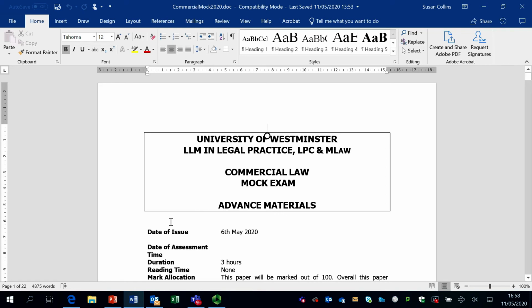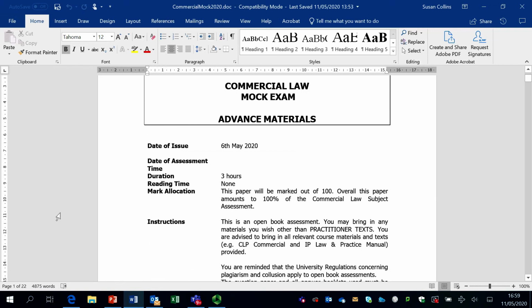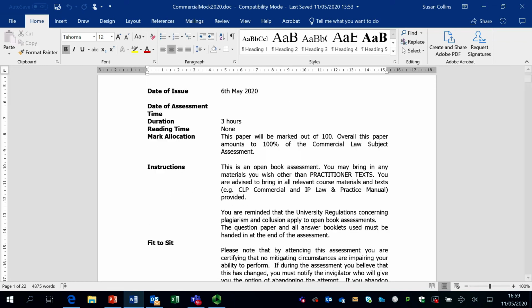You need to check the dates, obviously, in terms of what date the exam is and when the advance is being issued. Make sure you check for that. One thing just to point out is that this is all of the marks for the commercial law elective, so there isn't anything else. I'm sure you were aware of that already, but just as a reminder. All right, so moving on then.